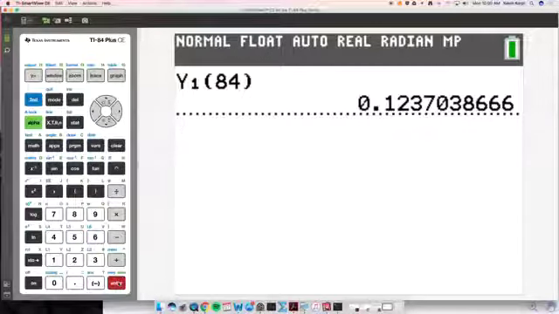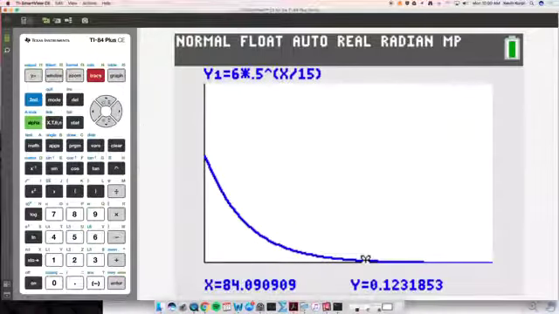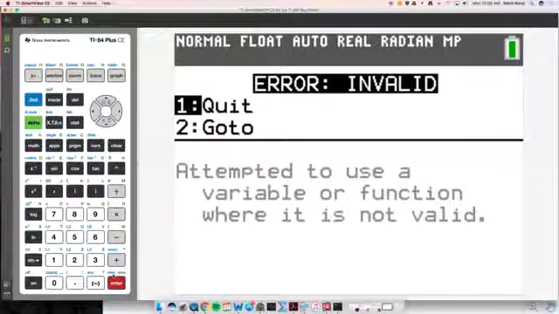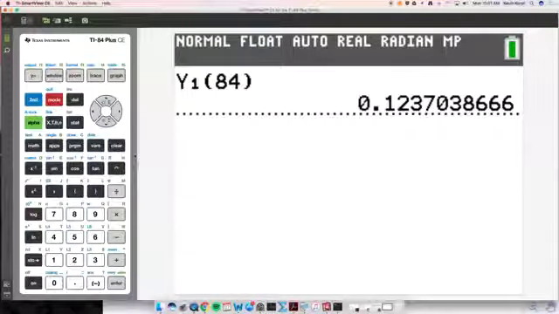What's nice about that is you don't have to reestablish your X window to include the value you want. The window can still be from 0 to 150, and you can still get the answer. Notice if I tried to hit trace and type in what was left after 200 days, and I type in a 200, I'm going to get an invalid error here because my X window only went to 150. But if you did it from the home screen, no big deal. So there is an advantage to doing it on the home screen, but I don't care which one you do. All right, so that's part A.